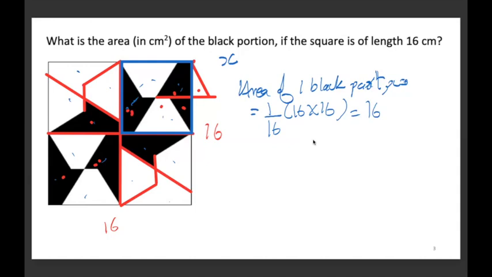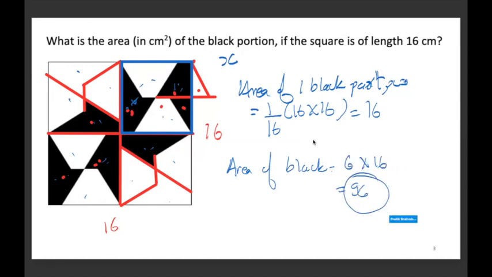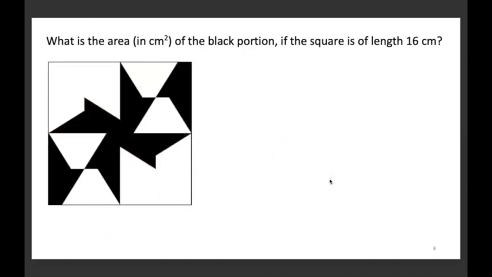That's where. We'll now count the number of black parts, 1, 2, 3, 4, 5, and 6. So area of black in the shape will be 6 multiplied by 16, which is 96, which is the answer. Okay. We'll now move to the next one.